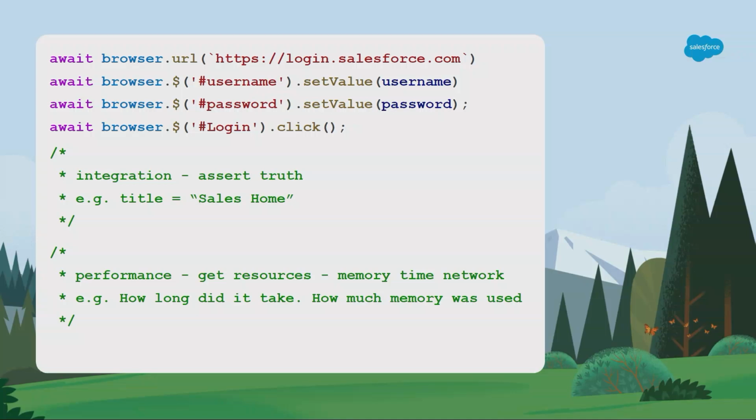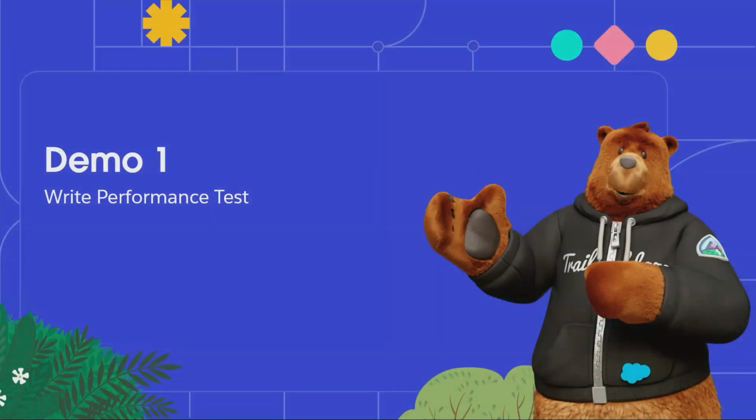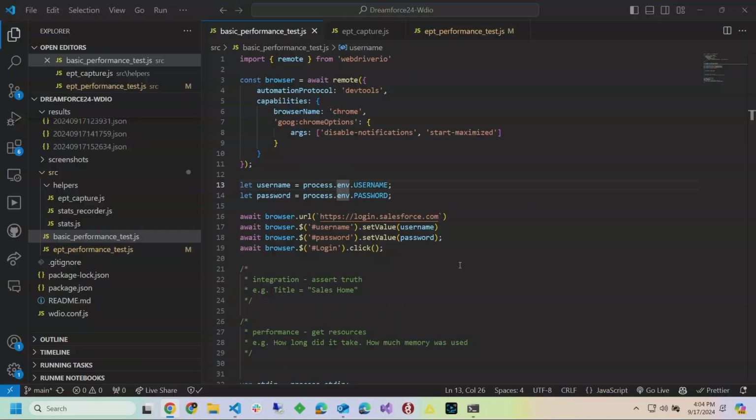For performance, we go get stuff. How long did it take? How much memory did we use? How much network activity was in play? Hard drive, you name a resource, we want to capture the data for that. Now I can go and relax into some code.